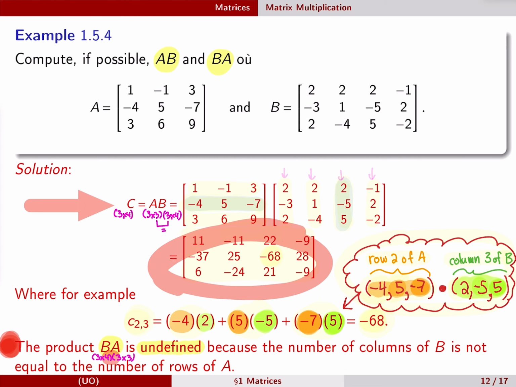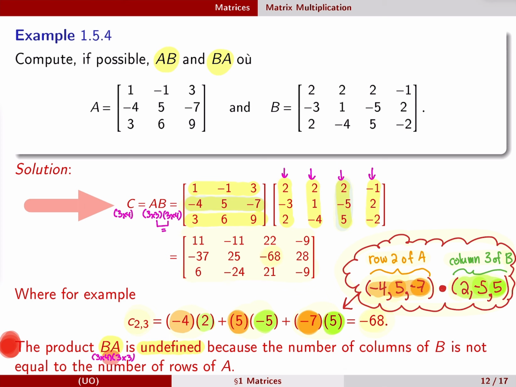It's a good exercise, of course, just to do it. Again, I strongly suggest that you circle the rows of the left matrix and the columns of the right matrix. And you take all these columns one by one and you just make them fall onto the rows to compute your outputs. But I just want to show you one specific example.